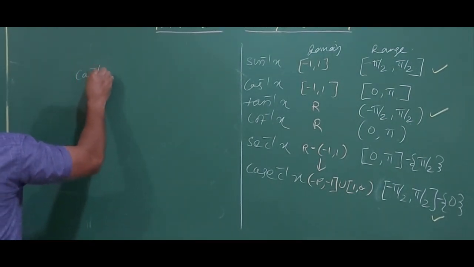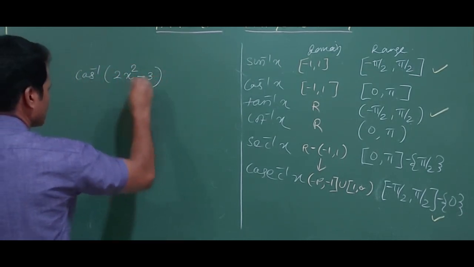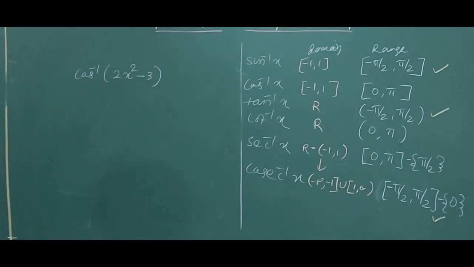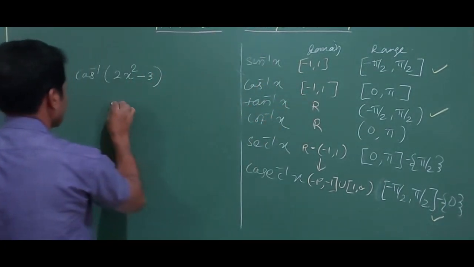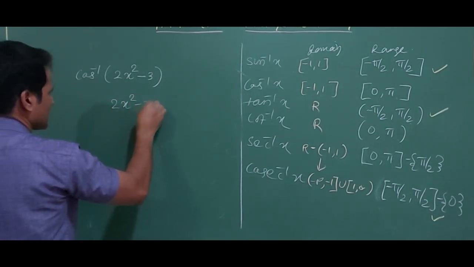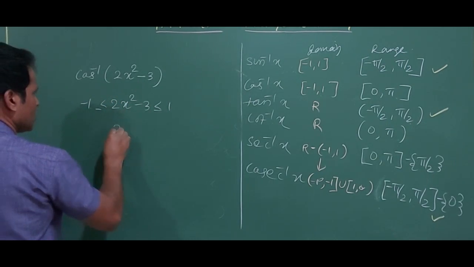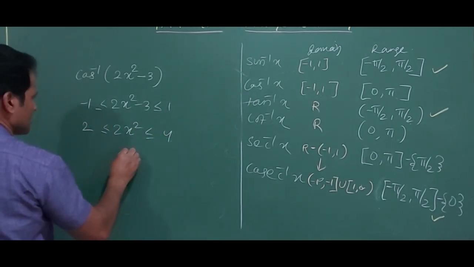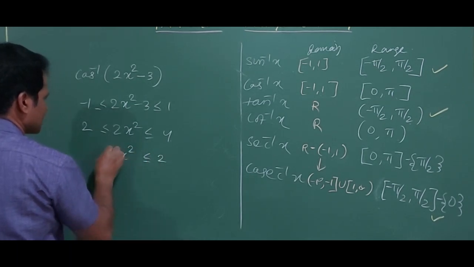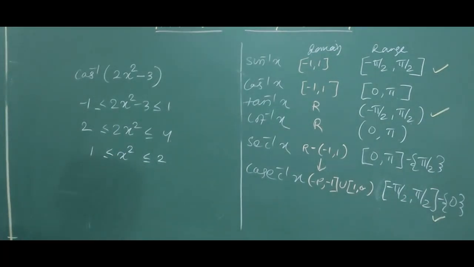Now if we get a question: cos inverse of 2x square minus 3. Again, I will compare. 2x square minus 3 is less than or equal to 1 and greater than or equal to minus 1. Add 3 to all: 2x square is less than or equal to 4 and greater than or equal to 2. So x square is less than or equal to 2 and greater than or equal to 1.